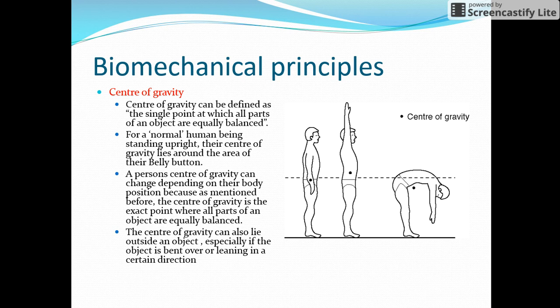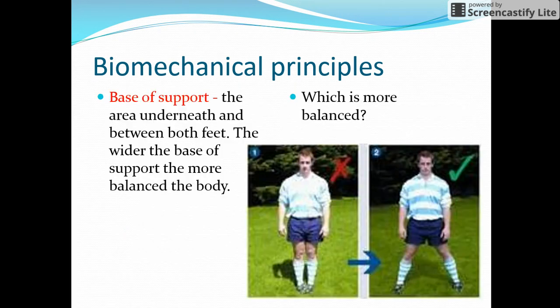Next biomechanical principle we're going to look at is base of support. Now base of support is the area underneath and between both feet. The wider someone's base of support, the more balanced the body. So in our example here we have Michael Jones, number 1. He's got his feet close together, and on our right we have Nicholas Jones, who's got his feet wide apart. So which of the two Jones boys has the better base of support and therefore more balanced? Correct, it is Nicholas Jones, our man on our right. Well done.